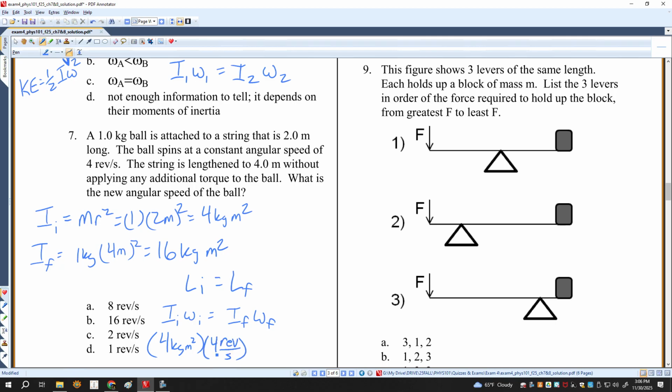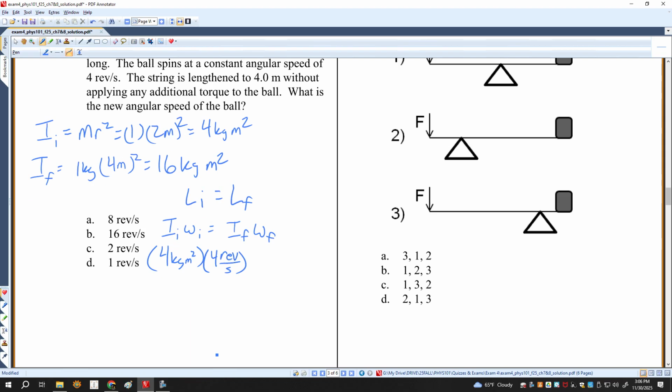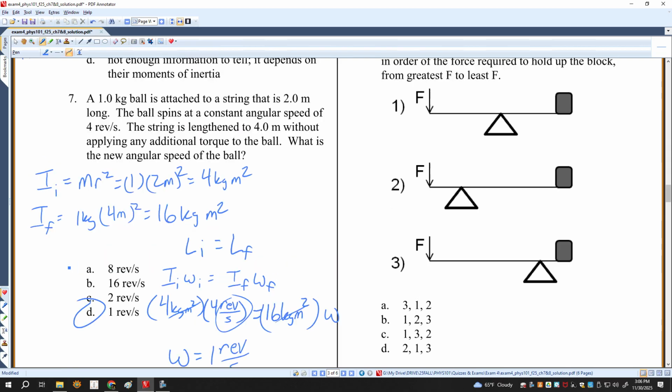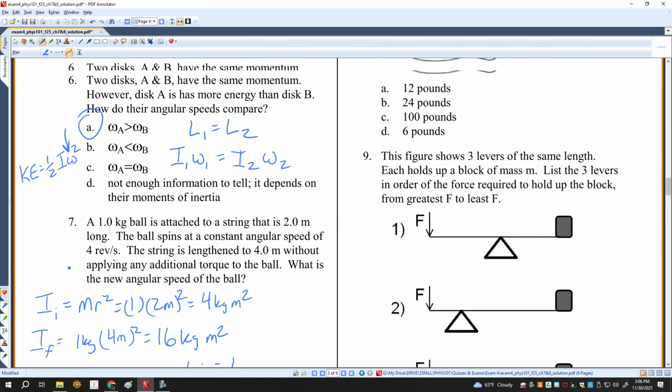I don't need to worry about the units here, even though they're not SI units, because the units will all work out in the end. Then that's 16 kilogram meters squared. It increases by a factor of 4, and I want to know what omega is. And so omega is going to equal 1 revolution per second. Notice here the units: these units would cancel out with those units and just leave me with revolutions per second. So D is the right answer here for number 7.